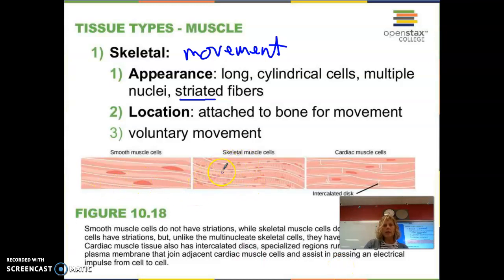So that's how you can kind of see how they're different. And it makes sense, all these little lines in here. Remember, skeletal muscles have to be able to stretch as you extend a muscle. So you extend your muscle, and then retract it back.